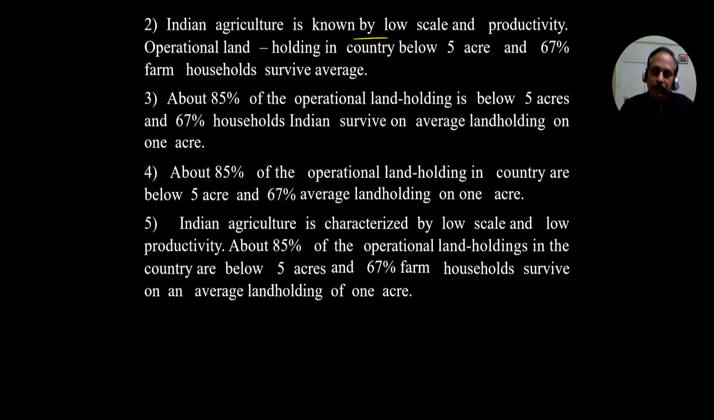Operational land holding in country below 5 acre and 67% farm households survive average. That doesn't make any sense at all. But not only that, here, Indian agriculture is known for, by is not correct. The place is known for, the profession is known for. What is the typical combination? Known for something, known for someone. So reject this also.